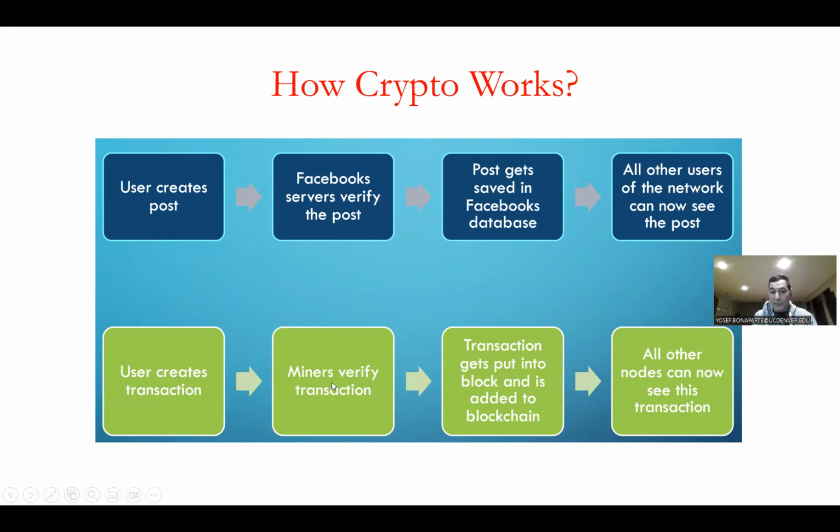The user creates a transaction, miners verify the transaction, the transaction gets put into a block and is added to the blockchain. All other nodes can now see the transaction. Now, there is no Facebook, there is no Meta. When I send you money, somebody verifies it, and that's it between you and I. The blockchain database reports that Yusuf, this key with this key, have a transaction, and this is the hash, and that's it.